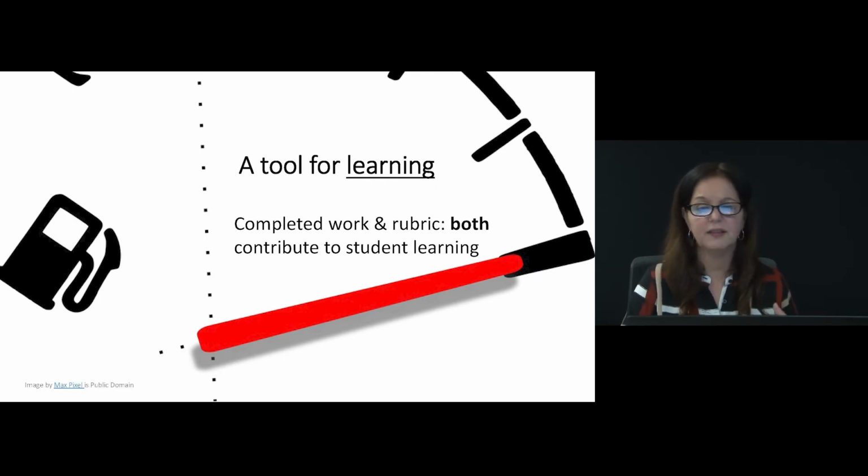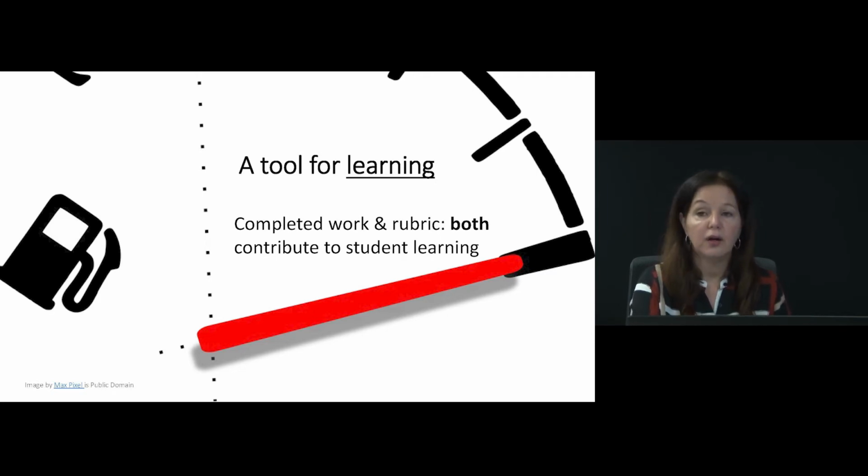So these are different ways in which, by making the rubric personal to you, you can have a better way of explaining it to your students. All right, so we checked these two metaphors, and now we're going to talk a little bit about using the rubrics not only as a tool for planning, but as a tool for learning. And the idea here is that both whatever your students produce, as well as the rubric, contribute to their learning.